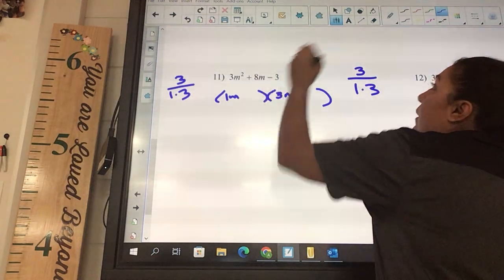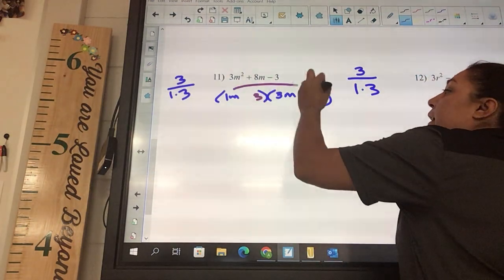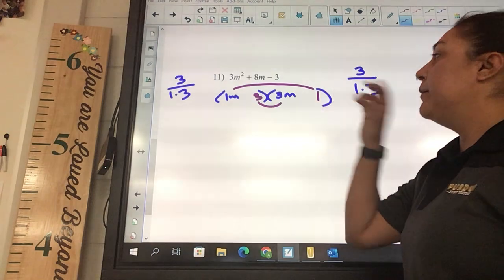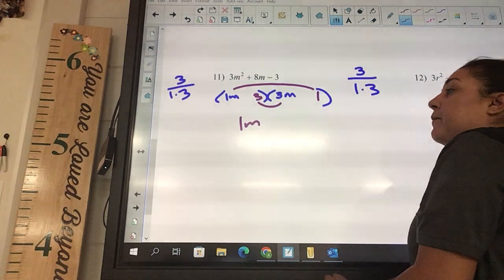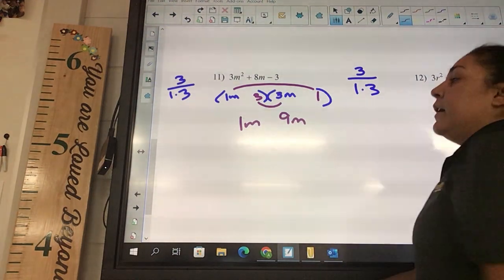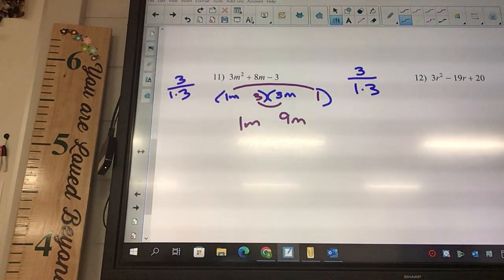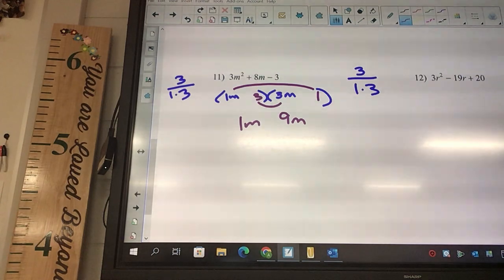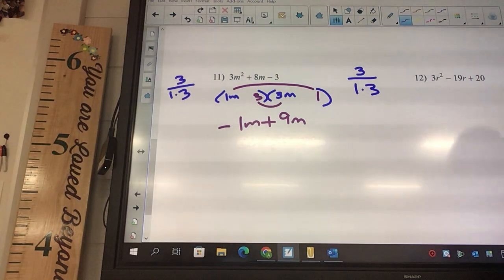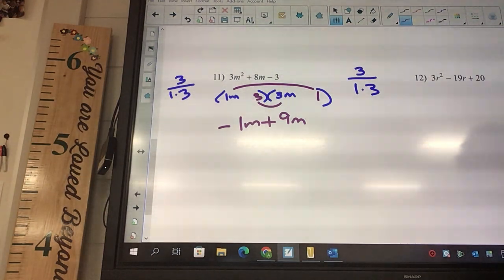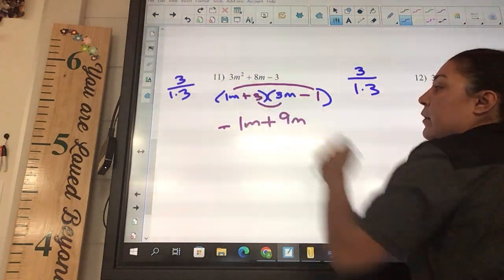3 then 1? Okay, so if we do 3 then 1. Okay, we're going to check the outer and then the inner. So 1 times 1? 1m. 3 times 3? 9m. Okay, would a 1 and a 9 ever give me an 8? How? I need a positive 8. How can I make that happen? -1 and a +9. What goes where? Yes, okay, this one goes towards the back one and the plus goes in the front one.